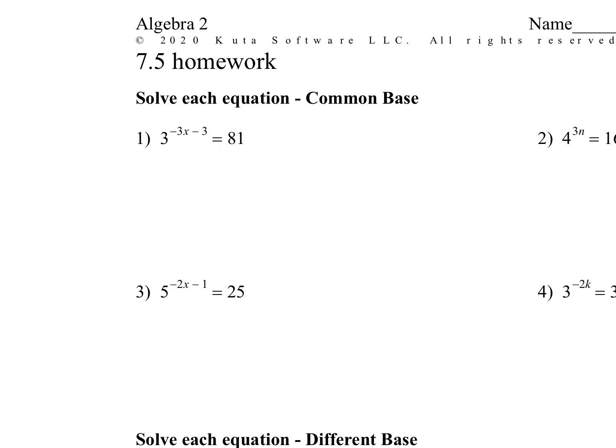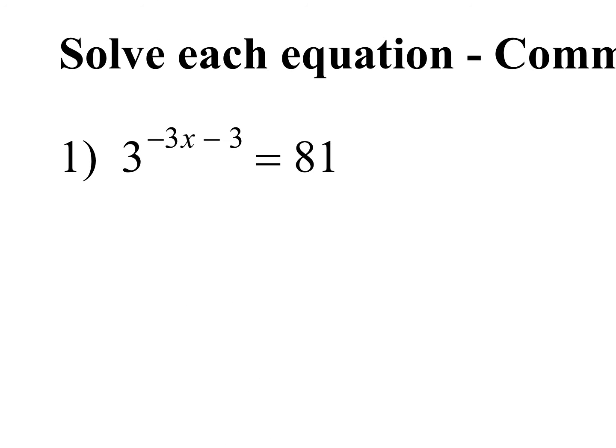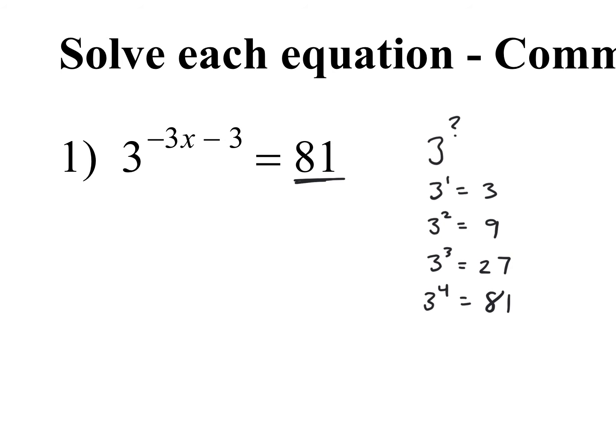So let's look at number 1. For these, we have to solve each equation using a common base. So we want to change 81 to be 3 to some exponent. So let's see, 3 to the first power is just 3. 3 to the second power is 9. 3 to the third power is 27. 3 to the fourth power is 81. So we're going to change out this 81 to be 3 to the fourth power.